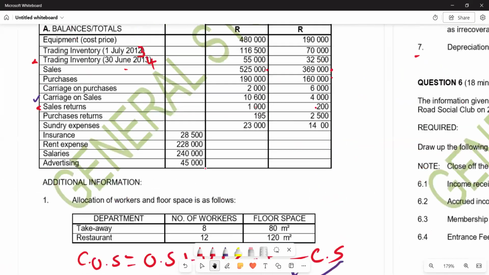So after carriage on sales, sales returns, we did adjust for that. Then purchase returns again, we skip it. Then we go to standard expenses. We have got 23,000 for the takeaway. Remember, this is the takeaway and this is the restaurant. So for standard expenses, 20,000 and this one is 14,000. So we are saying standard expenses 23,000, 14,000. We're going to take them. There are no adjustments that are pertaining to standard expenses.